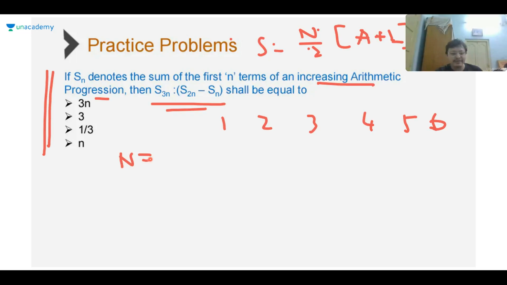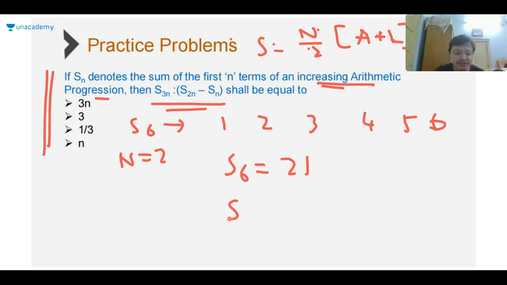Take n as equal to 2, a sample value of n, such that the series of 6 numbers comprises 1, 2, 3, 4, 5, and 6, which is an increasing arithmetic progression. So S6 is equal to 21. The sum of the first 6 numbers, that is S6, is equal to 21.